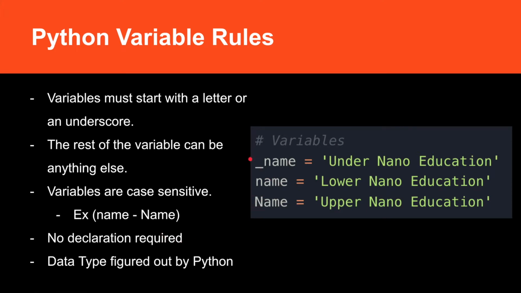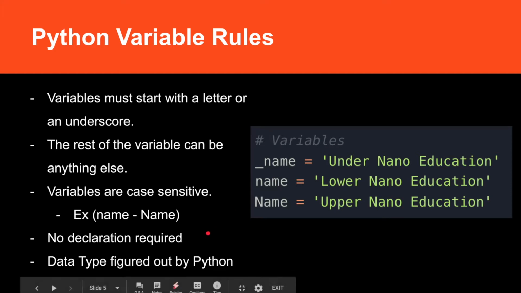And see, I did not declare. I'm not writing let name or var name, or name colon string or name colon integer, nothing like that. It's all figured out by Python. Alright, so now we can start writing variables.